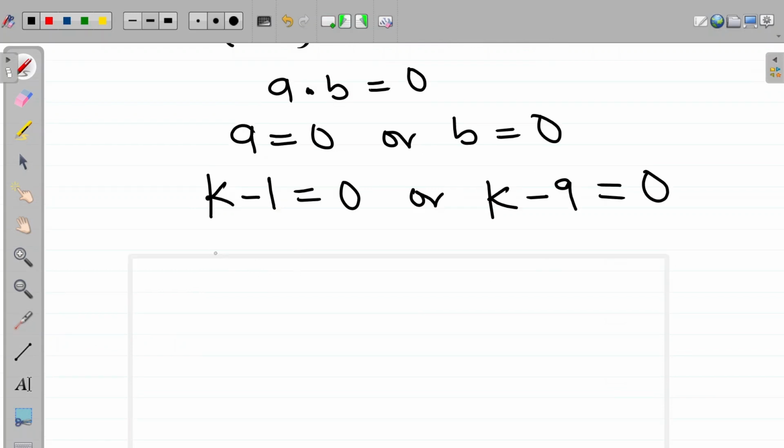Thus, we have that k is equal to 1 or k is equal to 9. Therefore, the two values of k that will make our equation have equal roots are 1 and 9.